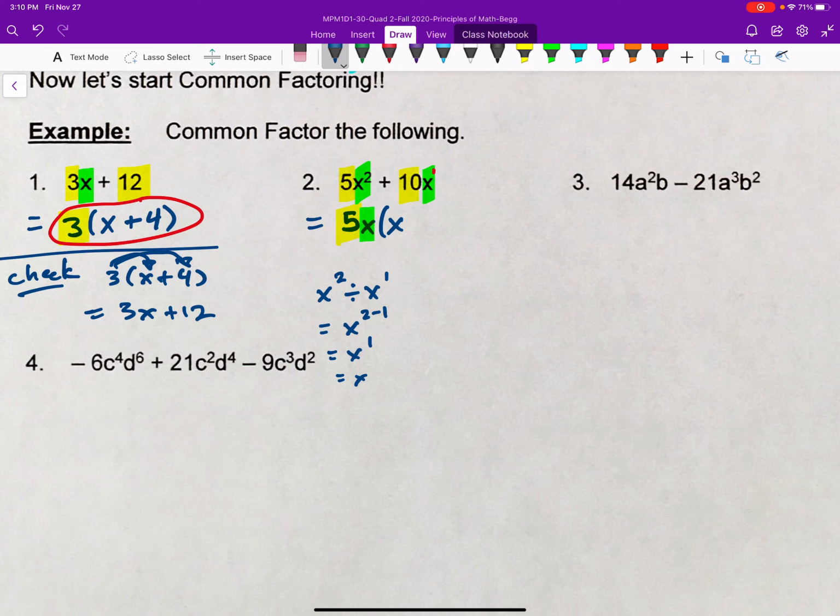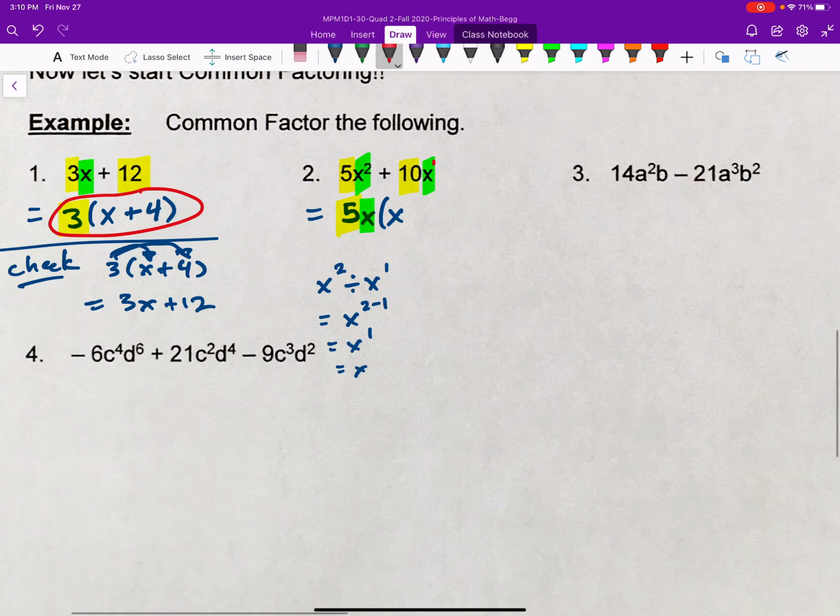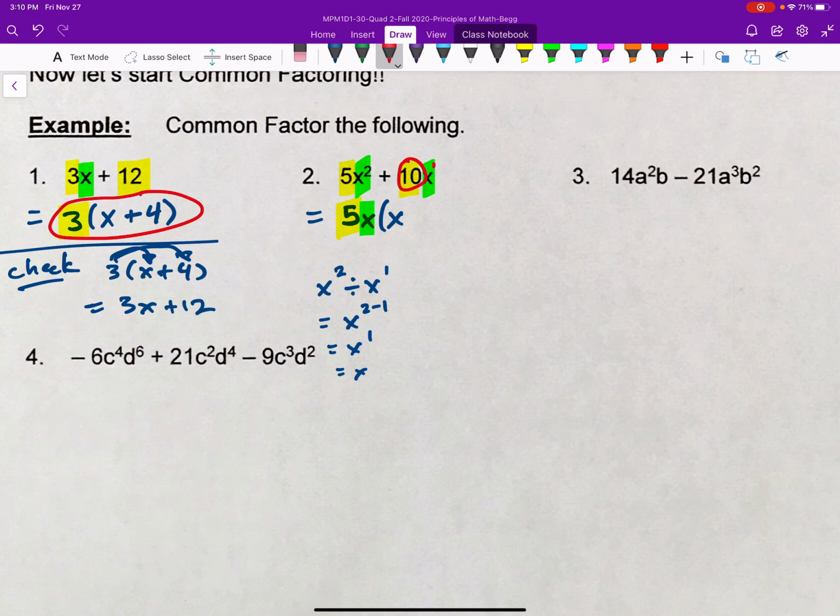Then I go on to the next part, and if I do 10 divided by 5, those two things I just circled, 10 divided by 5 is 2. So I'll get plus 2. And if I do x divided by x, they cancel each other out, so there's no x's left. So this is my final answer here for common factoring: 5x on the outside, x plus 2 in the middle of the brackets. And I could check that by expanding out.